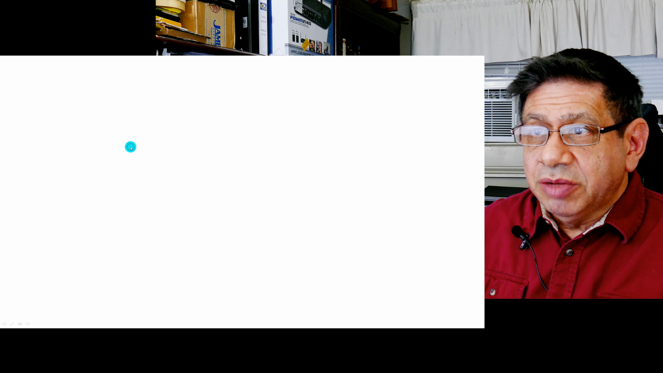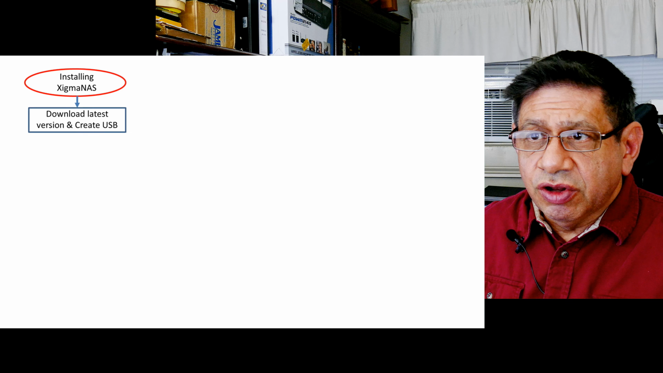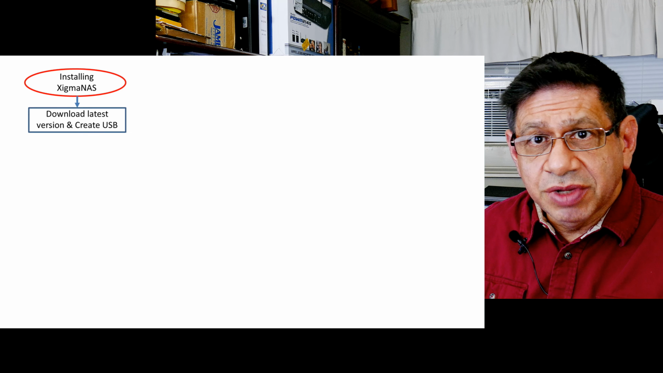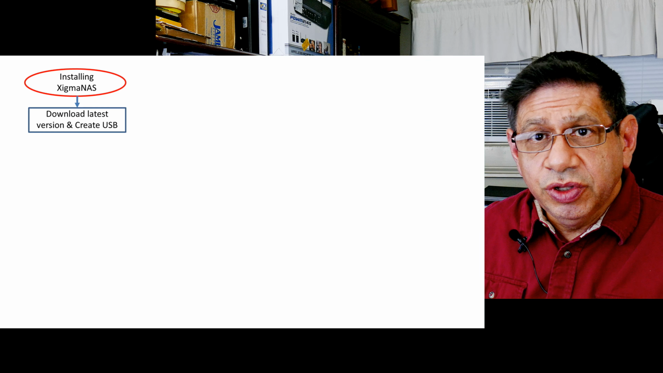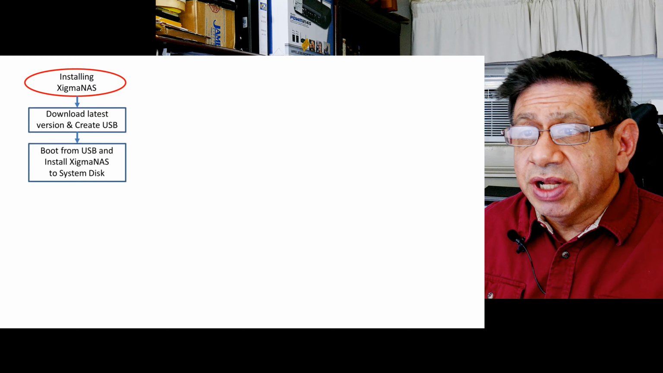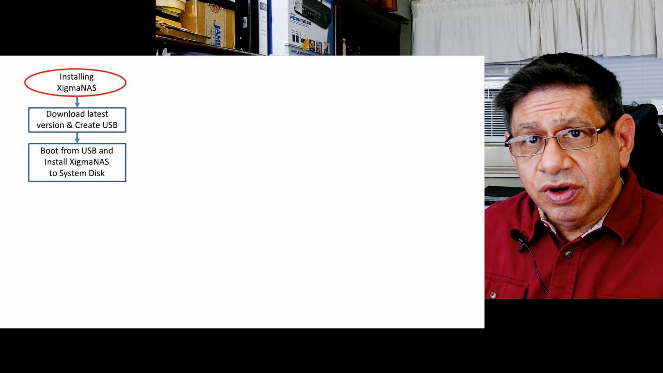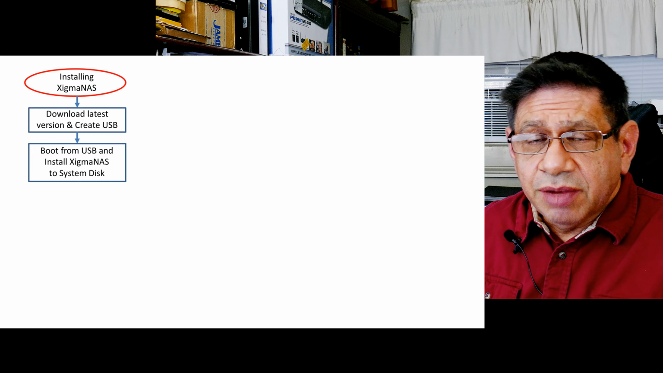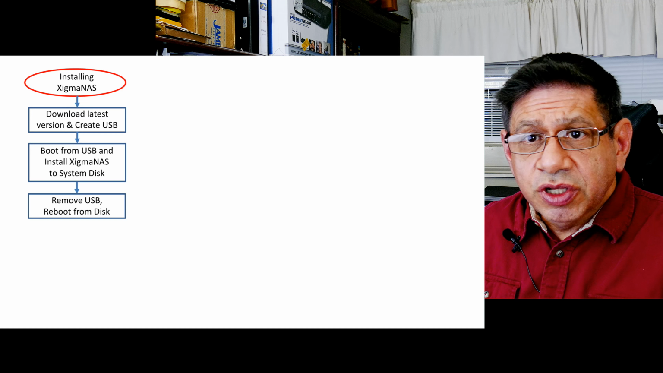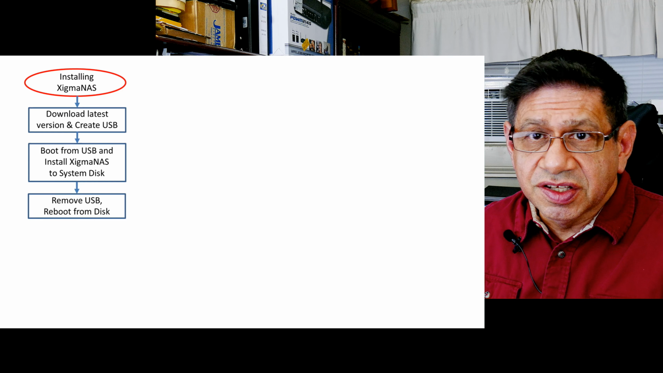So the first thing I want to cover is a description of what I'm going to be discussing today. I'm going to be installing XigmaNAS. Included with that will be first downloading the latest version from the XigmaNAS website and creating a bootable USB from that. Then I will actually boot from that USB and install XigmaNAS to the system disk, the one that I had allocated on my server, the 500 gigabyte, just for that purpose. Then I'm going to remove the USB and reboot, so it'll boot from the actual hard disk, or in this case an SSD hard disk.